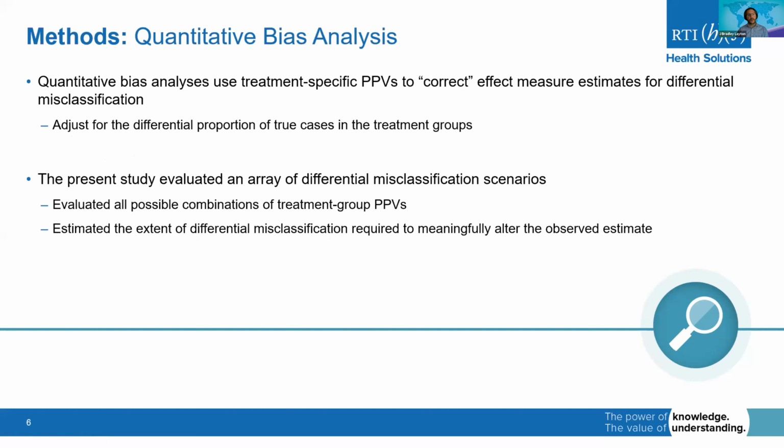So we decided to evaluate the full array of all potential differential misclassification scenarios by estimating every possible combination of treatment group specific PPVs. We could then observe how much differential misclassification would be necessary to meaningfully alter our study's conclusions, and then evaluate whether that was reasonable with our observed data.